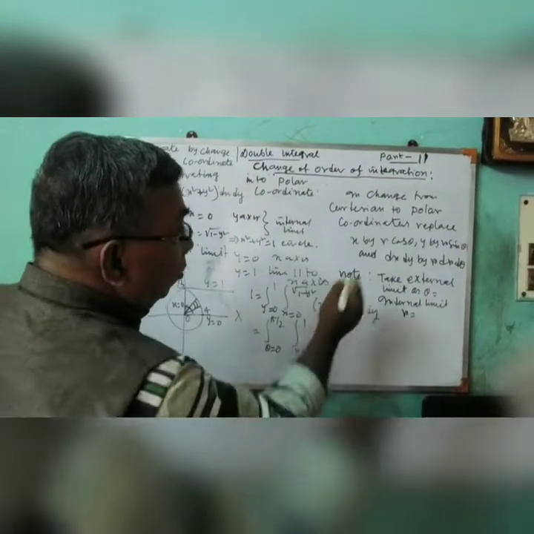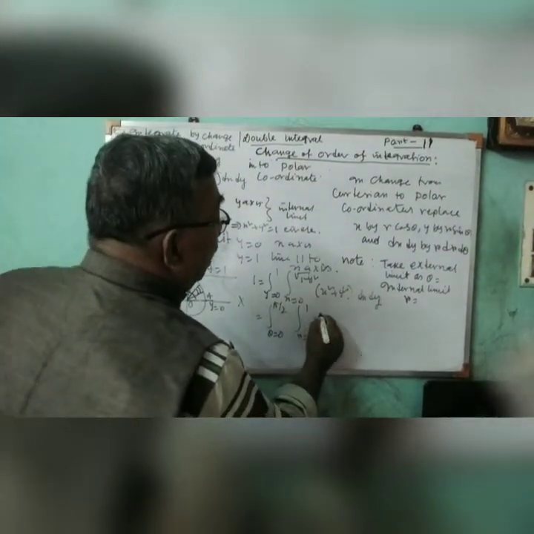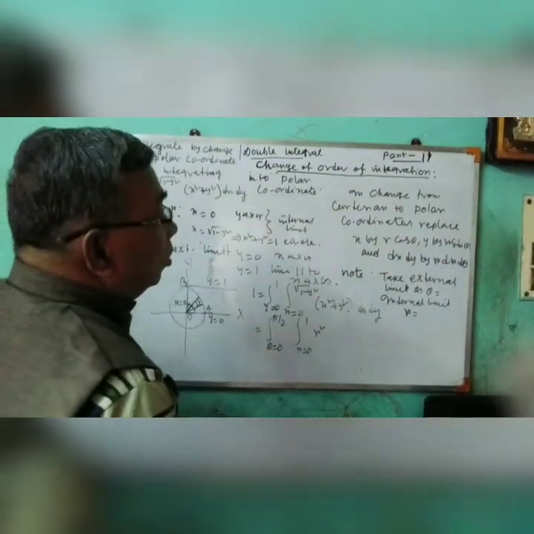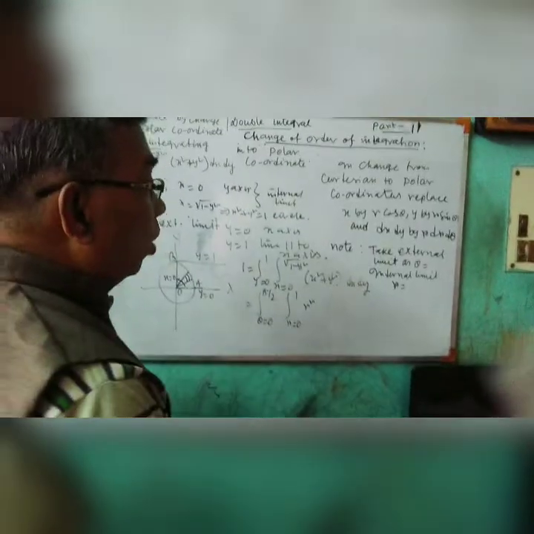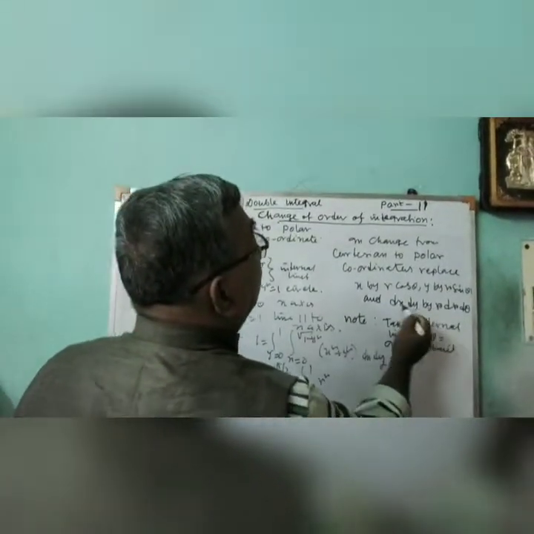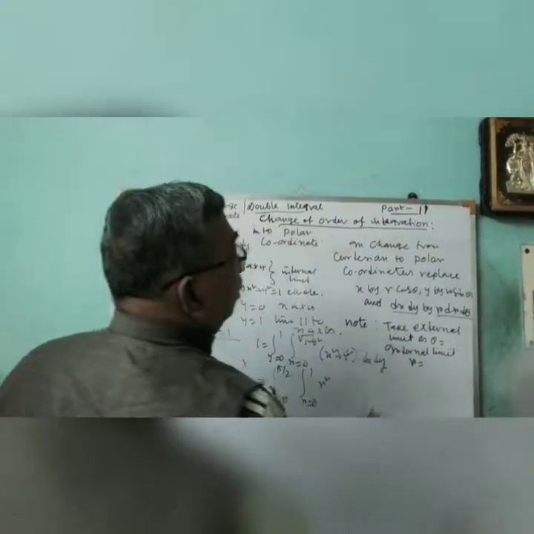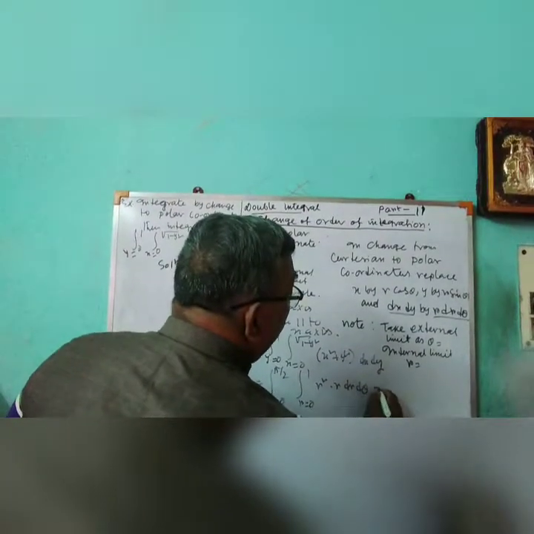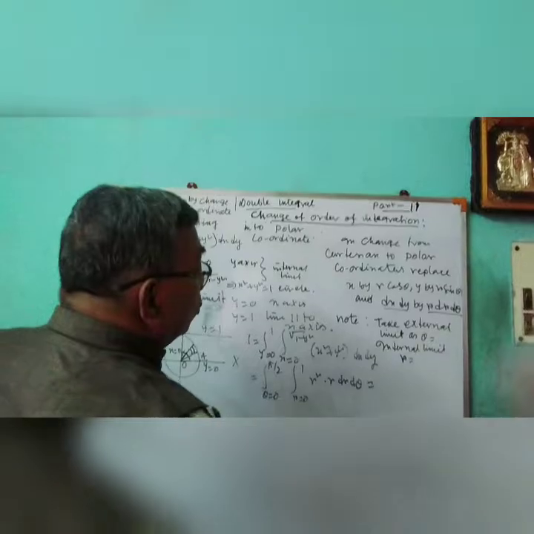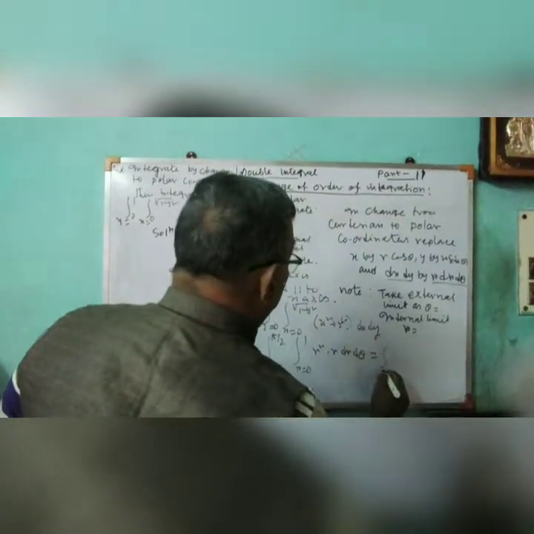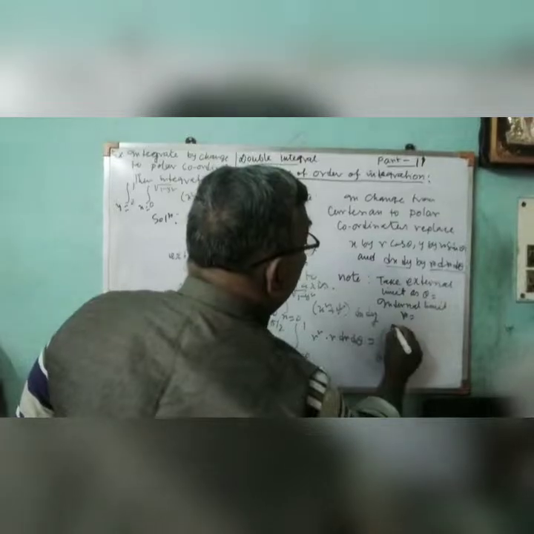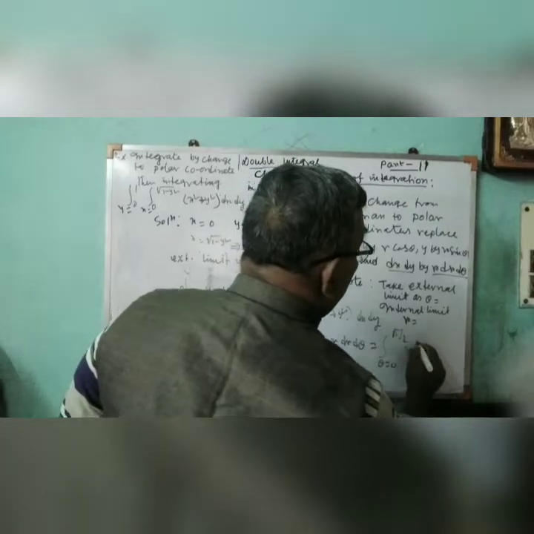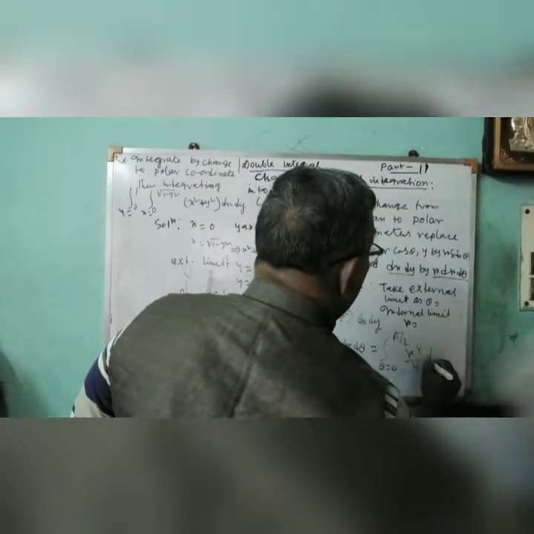Now x equal to r cos theta, y equal to r sin theta. So r square cos square theta plus r square sin square theta; taking r square common, it becomes 1. And in place of dx dy, we put r dr d theta. Now it will be r cube. With respect to r, the integration of r cube is r to the power 4 by 4, with d theta.